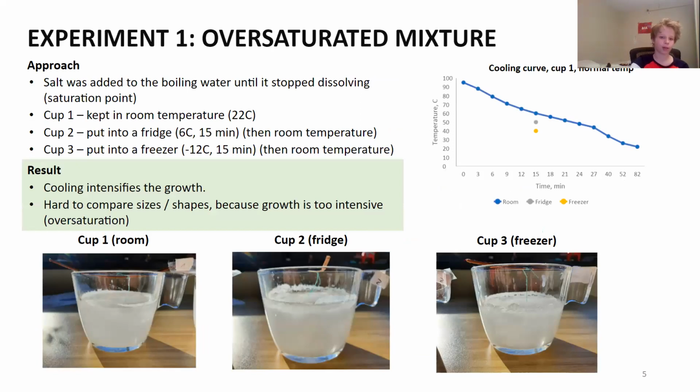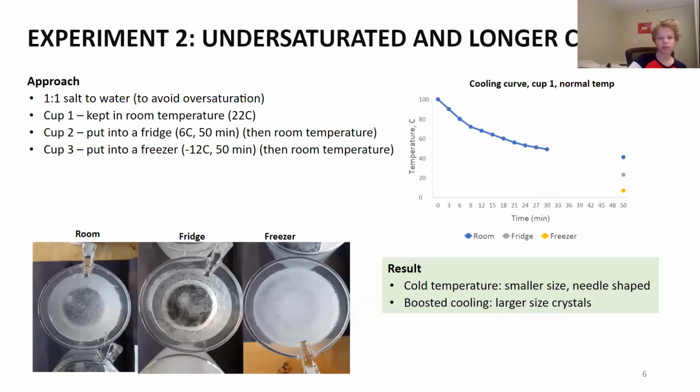The result of experiment 1 was that cooling intensifies the growth, and that it's hard to compare sizes and shapes because growth is too intensive because of oversaturation. In experiment 2, we used an undersaturated solution and longer cooling.